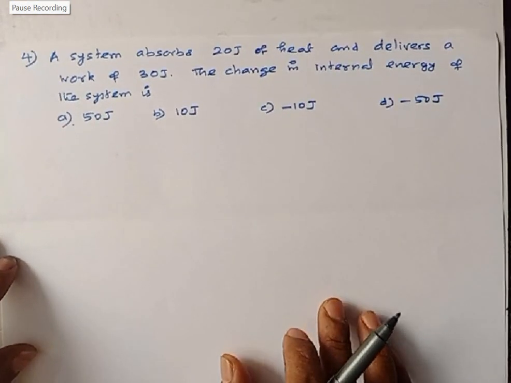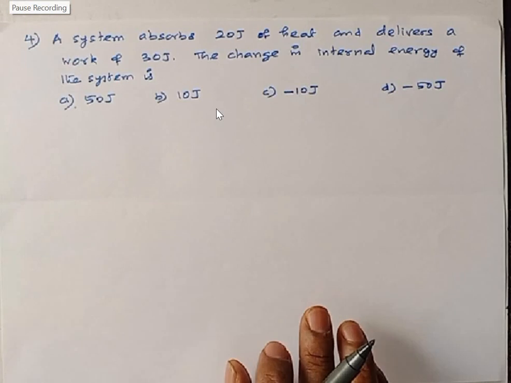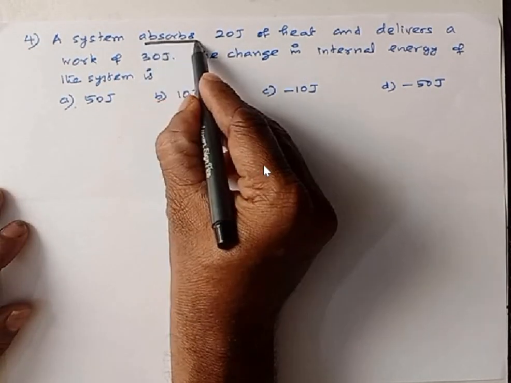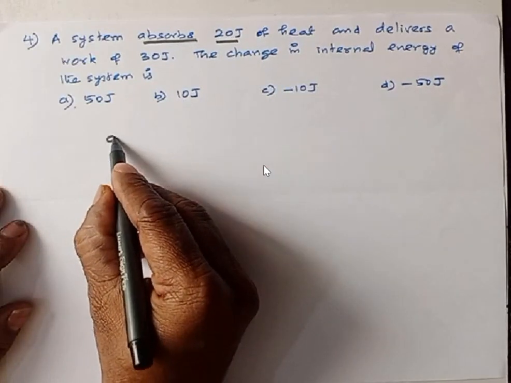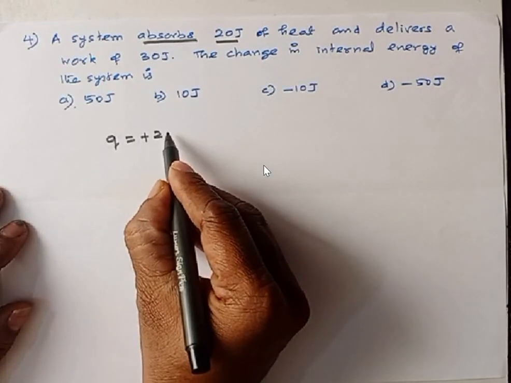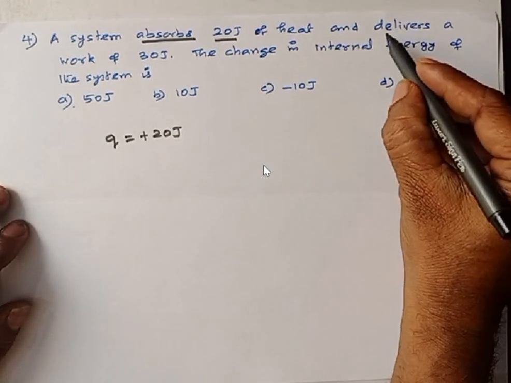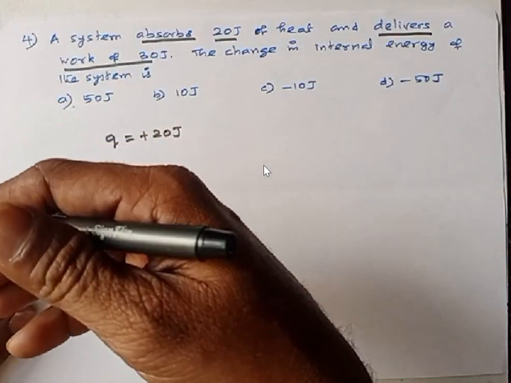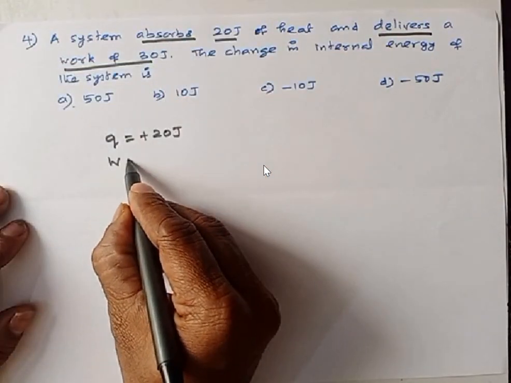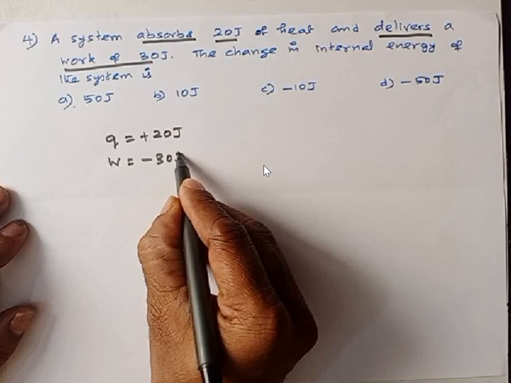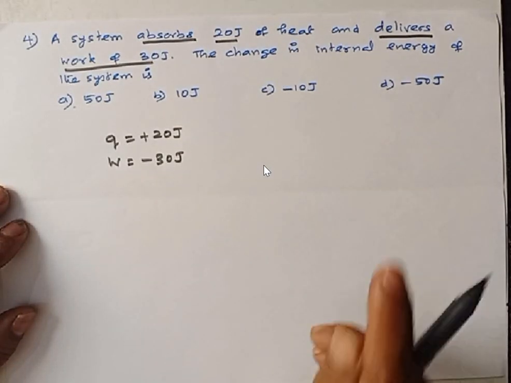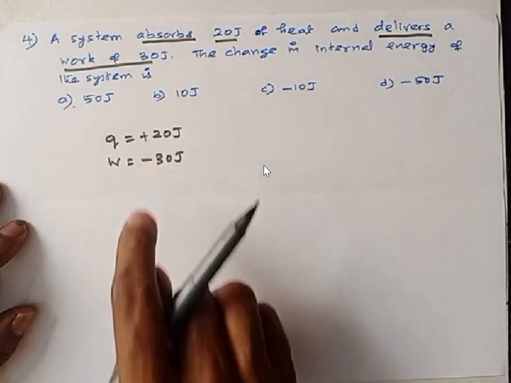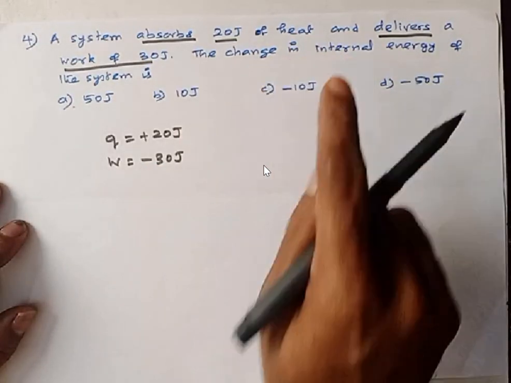Question number 4. It's a very simple, very basic question actually. A system absorbs 20 joule of heat. Absorb means Q should be positive, so plus 20 joule, and delivers a work of 30 joule. Delivers means work is done by the system, that means W should be negative, so you should put minus. We need to find the change in internal energy.